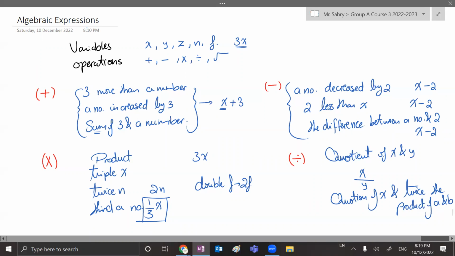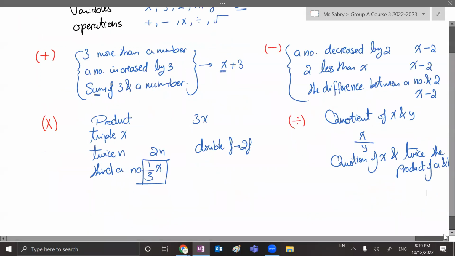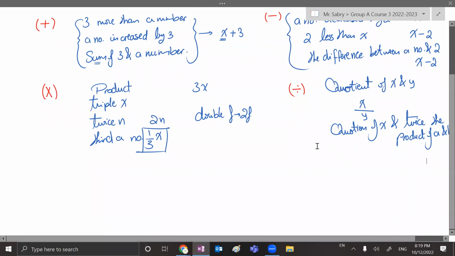Let's translate this. This is very important. These are the important things. When they say twice, oh sorry, the quotient of x and twice the product of a and b. So how do I get that? I'll start with the parts I know.